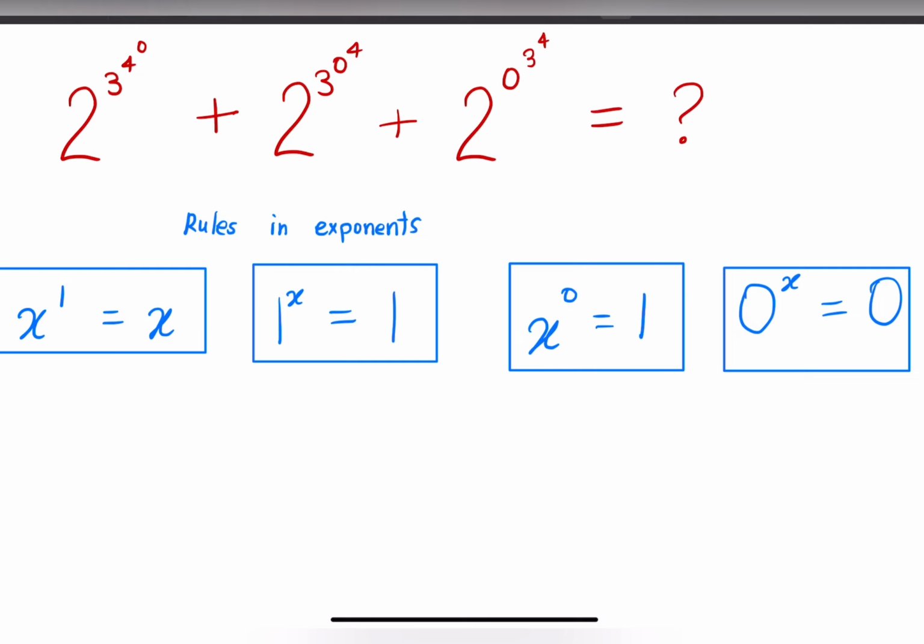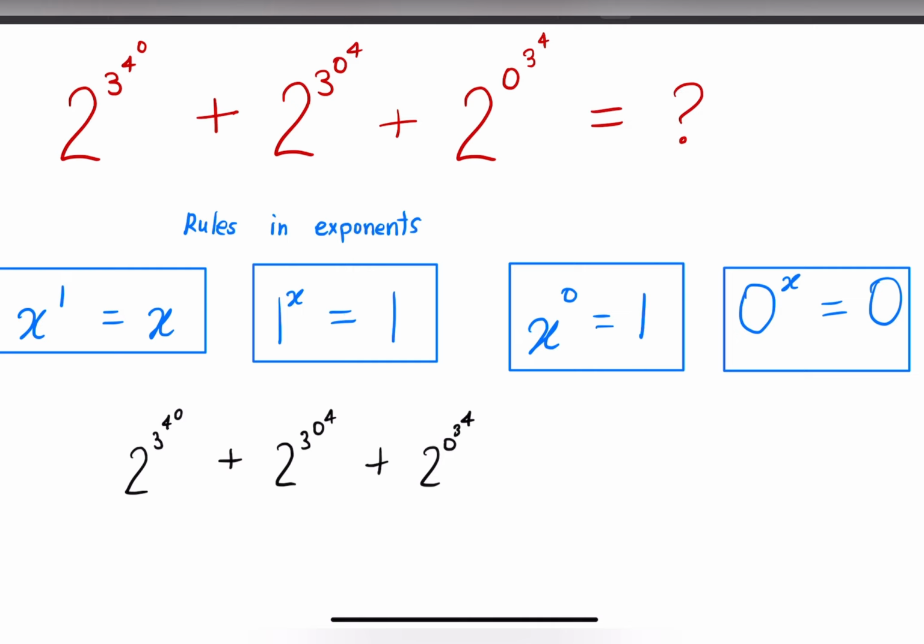Okay, so now that we've talked about these rules, let's go ahead and try solving our original problem. Our original problem was 2 to the power of 3 to the power of 4 to the power of 0, plus 2 to the power of 3 to the power of 0 to the power of 4, plus 2 to the power of 0, plus 2 to the power of 3 to the power of 4. So that sounds like a funny problem. Saying it is pretty confusing, but let's go ahead and simplify it.